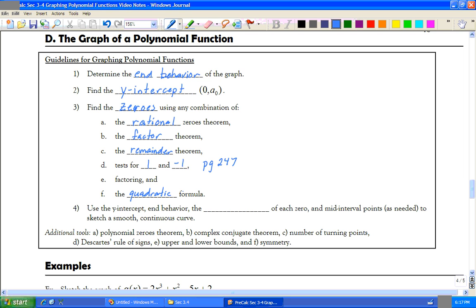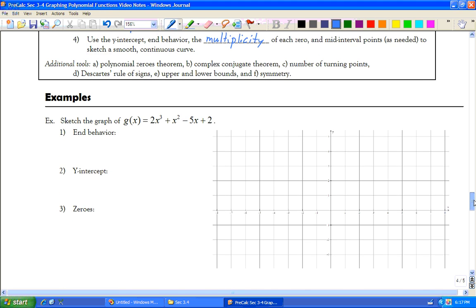Then we're going to use the y-intercepts, the end behavior. We're going to use the multiplicity of the zeros. And any points that we found in between intervals to sketch our smooth and continuous curve of our polynomial. Now there may be some other things that we can throw in there: polynomial zeros theorem, complex conjugate theorem when we get to complex factors, number of turning points, Descartes' rule of signs, the upper and lower bounds, and symmetry. All of those things can help us graph. So let's take a look at an example.